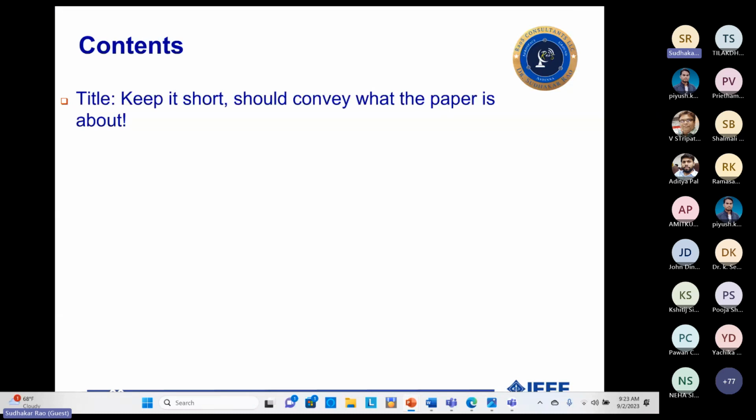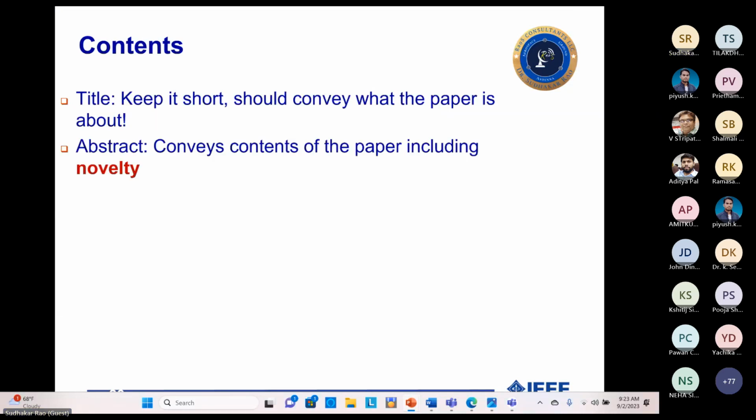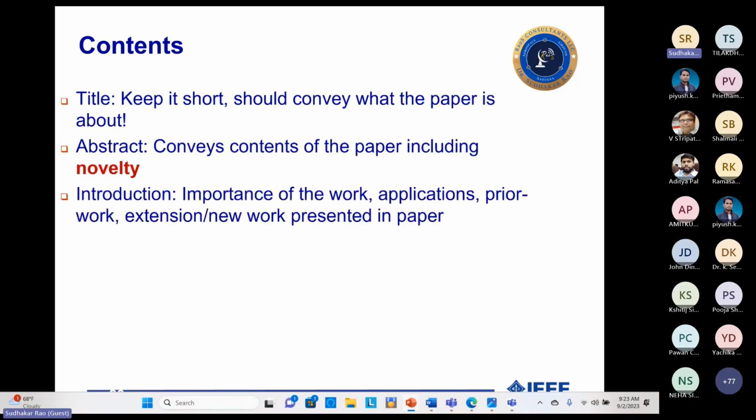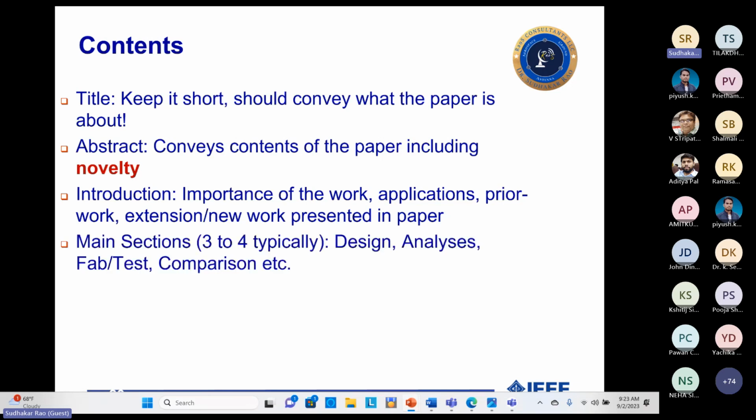Contents, like I said, keep it short. In the abstract, you should convey the novelty itself, because that's the first thing reviewers read. So unless they find novelty, I think it's very hard to accept the paper. Introduction: importance of the work, applications, prior work, extensions or new work presented in the paper.